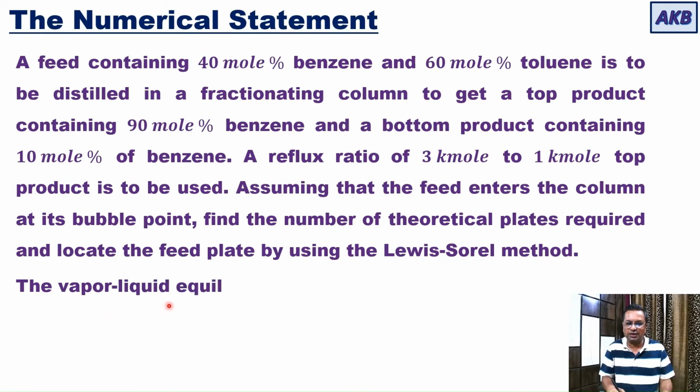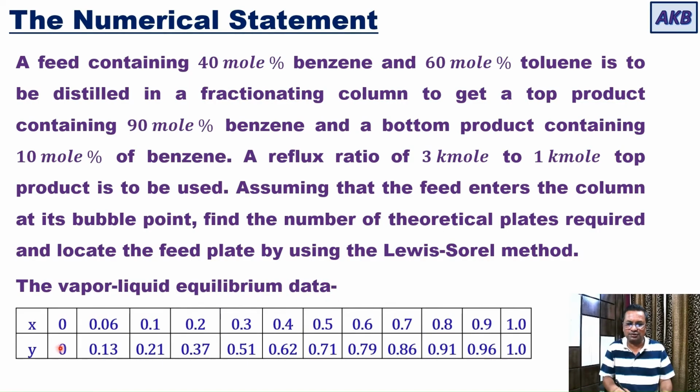The VLE data, vapor liquid equilibrium data, is provided to us. So you have different values of X and Y which are in equilibrium with each other. In this case, you have a feed solution containing 40 mole percent of benzene and 60 mole percent of toluene. It is to be distilled in a fractionating column to get a top product or the distillate containing 90 mole percent benzene in it. At the same time, a bottom product containing 10 mole percent of benzene is to be obtained.